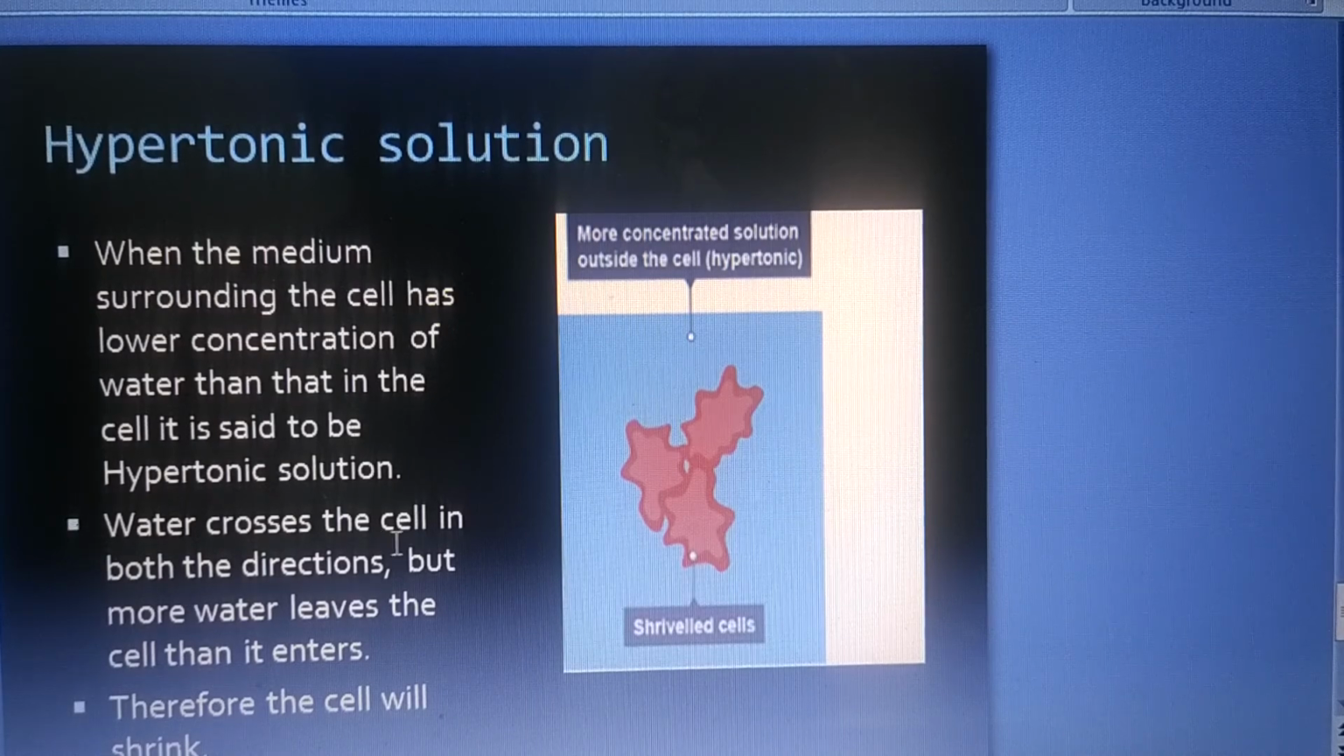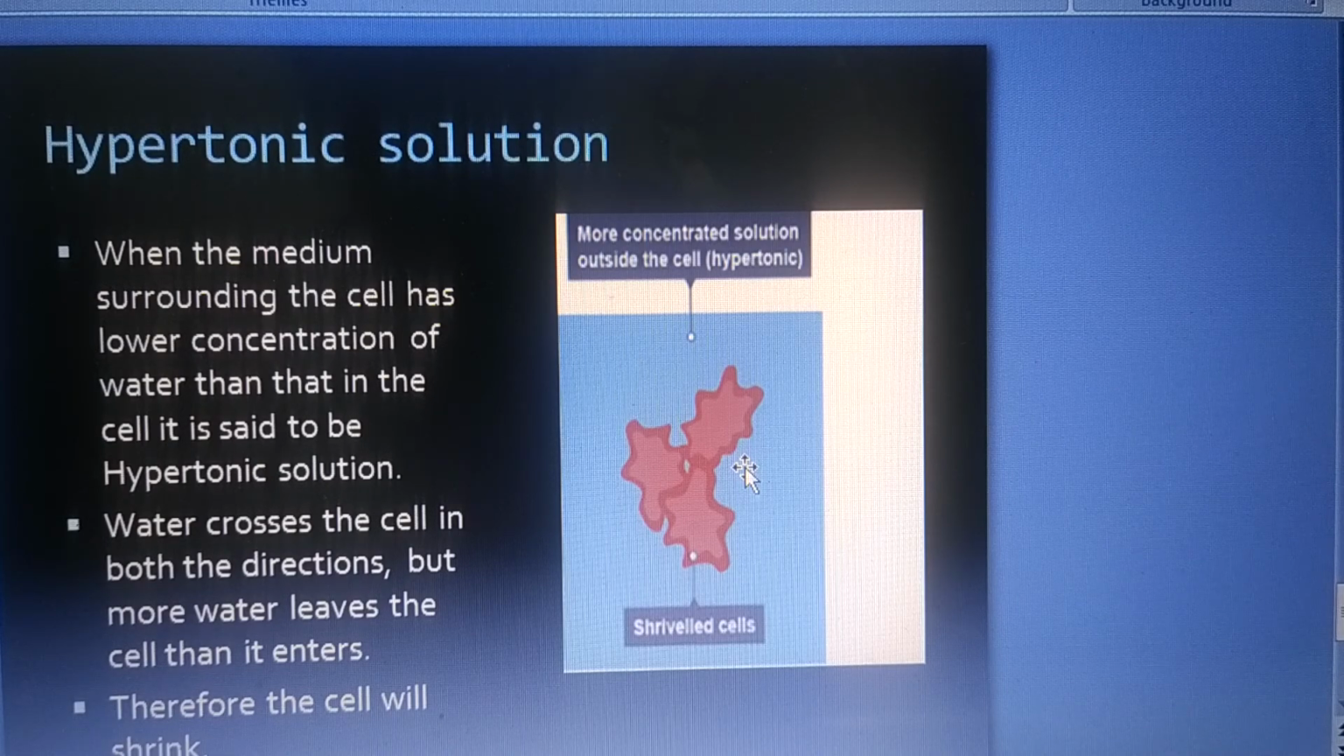Water crosses the cell in both directions, but more water leaves the cell than enters, because outside, water is less than inside the cytoplasm. When the medium surrounding the cell has a lower concentration of water than that in the cell, it is said to be a hypertonic solution. So when a cell is kept in a hypertonic solution, it will shrink.